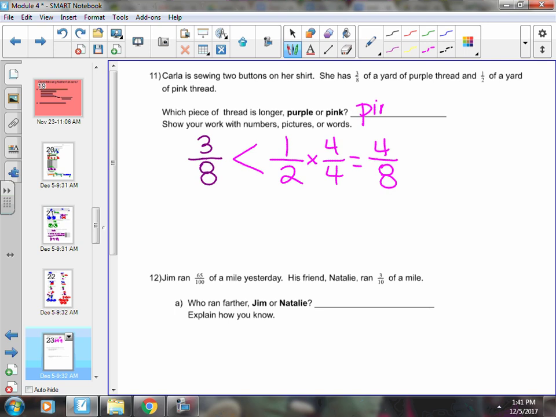So again, if you make the denominators the same, you can tell which one is bigger. You could draw a picture too and notice which one had more shaded stuff. And even though they're talking about string, that picture would still help.